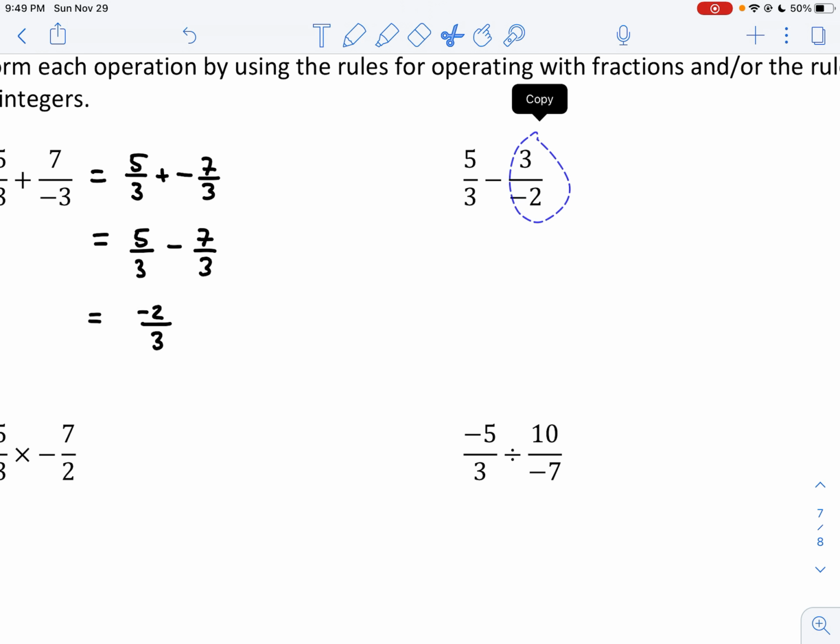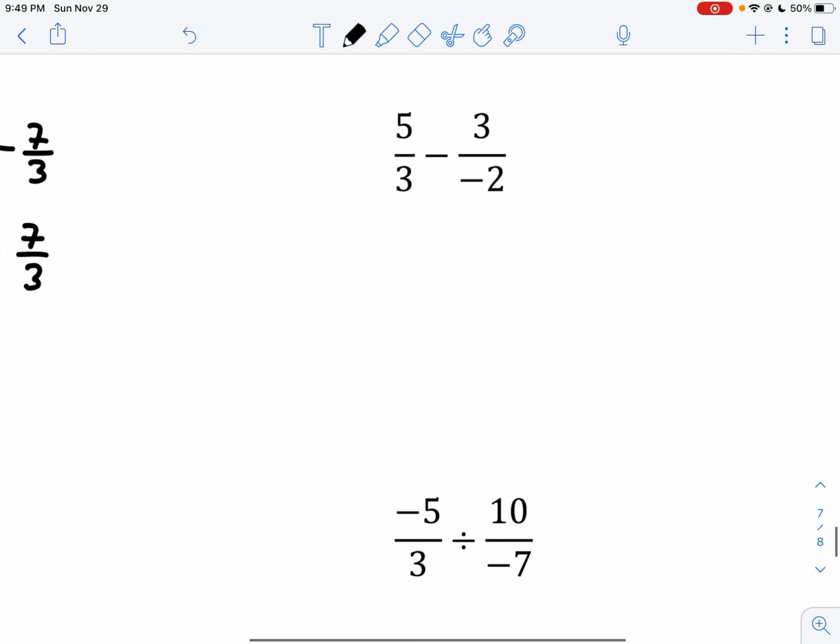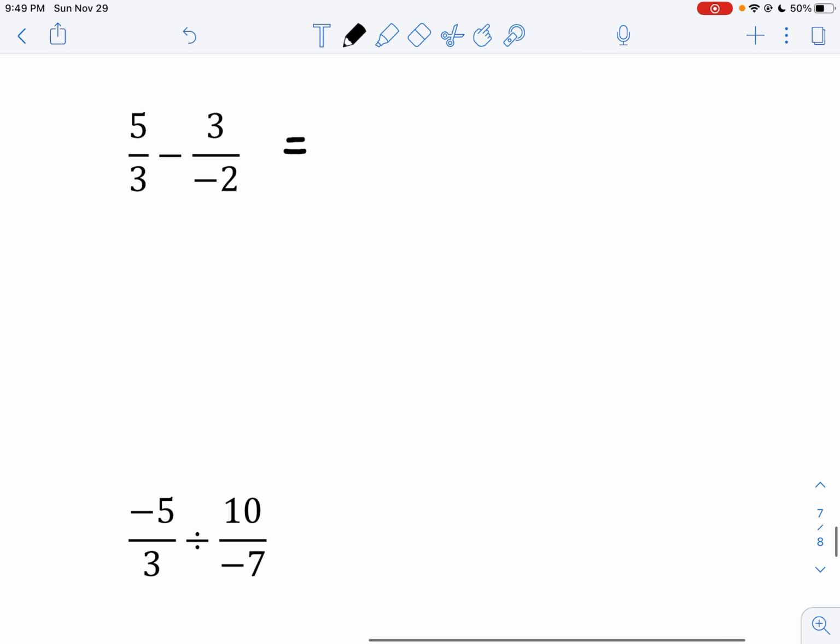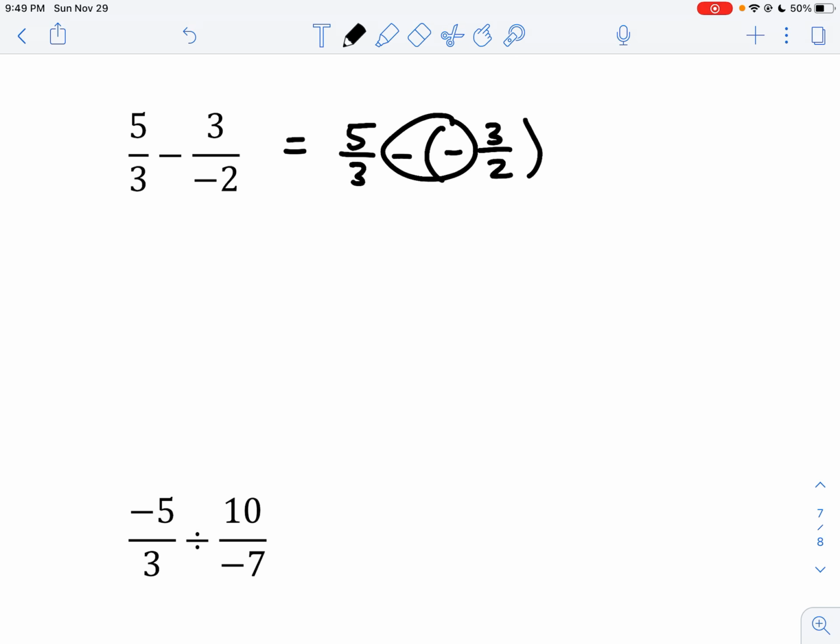Here we have something similar. We're subtracting, but a negative fraction is present here, 3 over negative 2. So I prefer to think of this as doing 5 thirds minus a negative 3 halves.